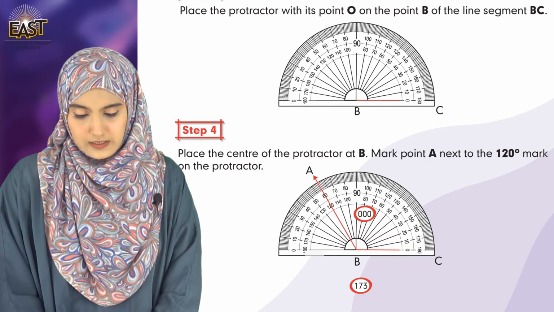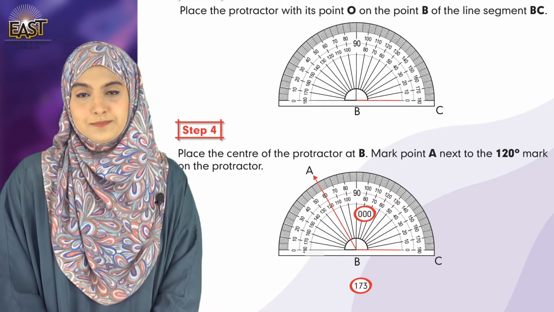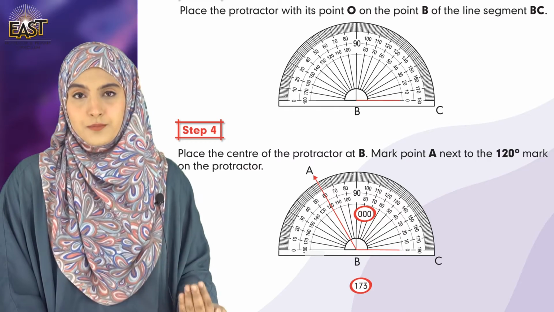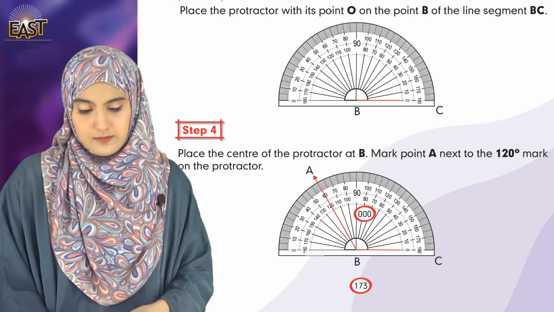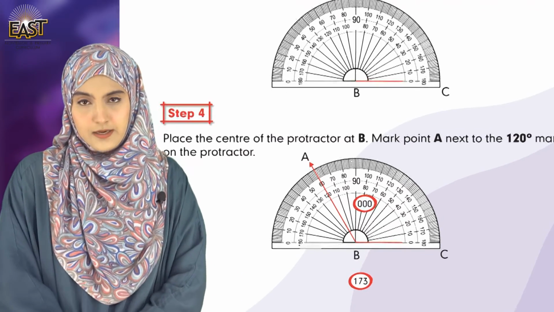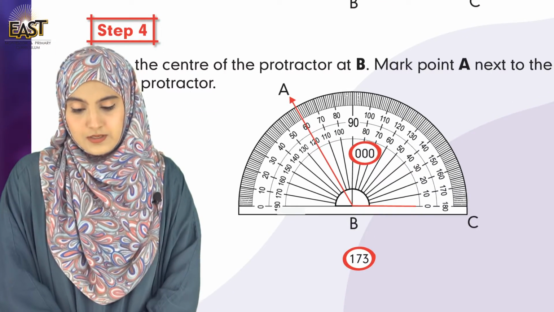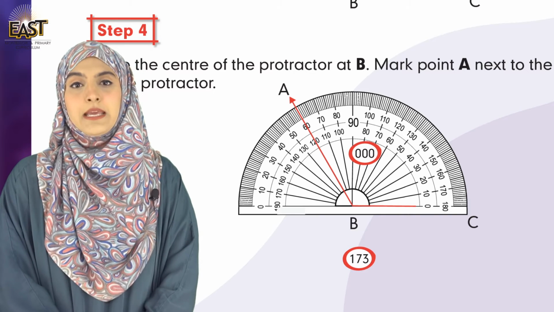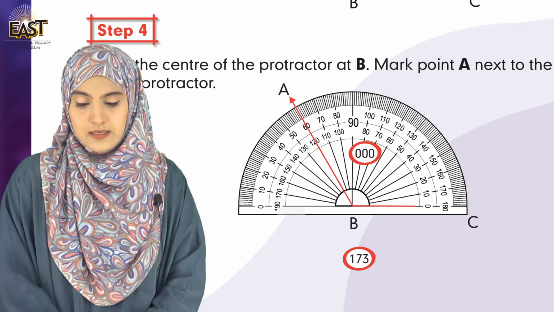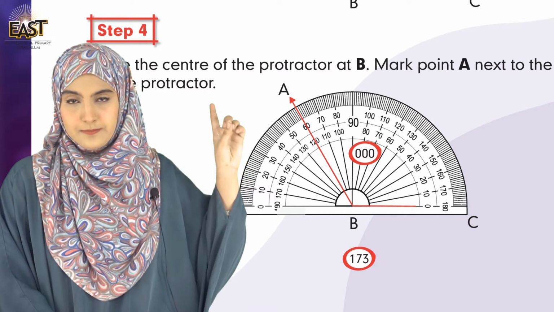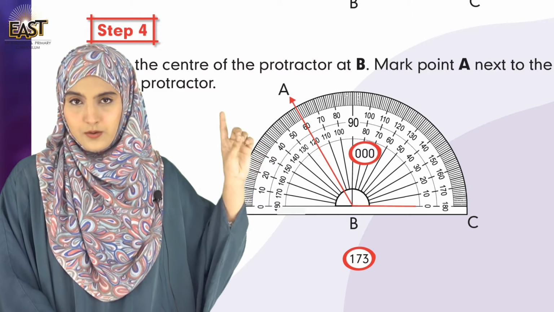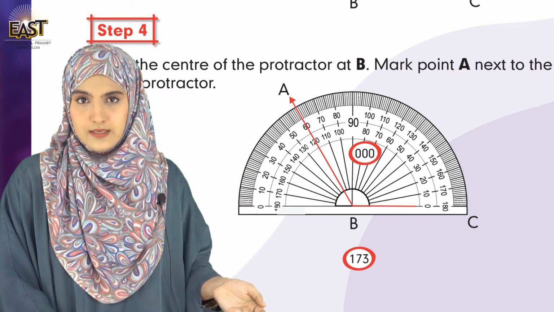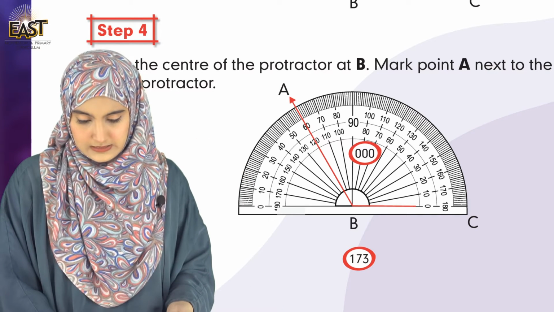So what we are making is an obtuse angle. Place the center of the protractor at B. Mark point A next to the 120 mark, where the dot of the angle goes, basically 120 degrees. You have to put a dot over there and name that dot A. Easy? I hope you think it is easy.